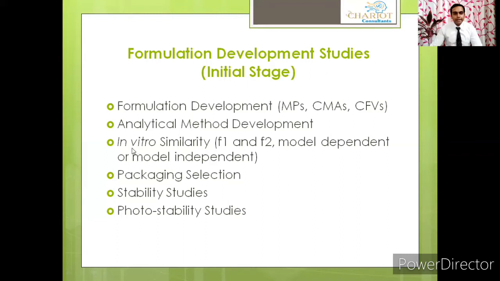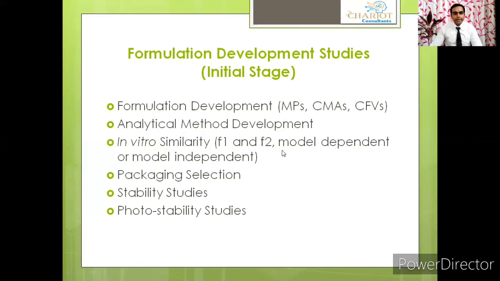And as I said, we should have the similarity. The similarity we are talking about in terms of dissolution, and how we can show that the particular dissolution is similar to your innovator. It can be in terms of F1 and F2. F1 is your dissimilarity factor, and F2 is your similarity factor. F1 value should be less than 15, and F2 value should be above 50.